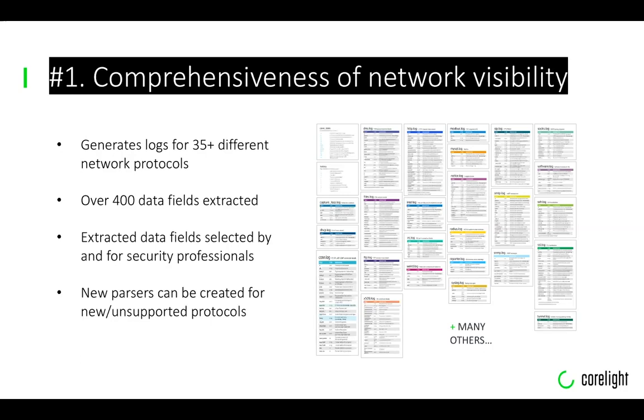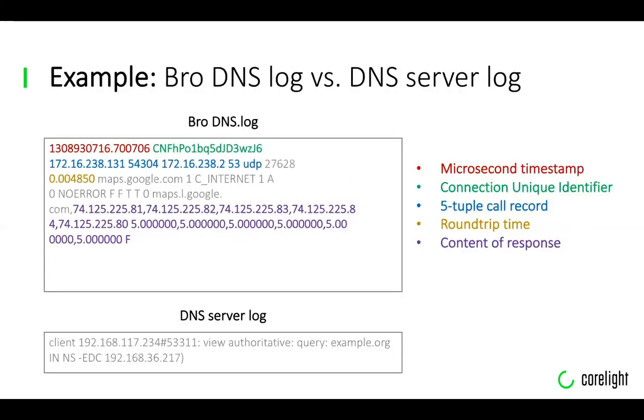On the comprehensiveness side, we talked about the logs. Over 400 data fields are extracted by Bro across all of these logs. So we're talking about hundreds and hundreds of data fields. And the really neat thing about Bro is, unlike some other DPI-like libraries that are used for analyzing network traffic, Bro was purpose-built for security professionals. It was built by security professionals, designed by security professionals. That means all of these data fields and all of these logs are specifically for security folks. So if a data point's in there, it's because it's useful for someone in security, not necessarily network performance, for example.